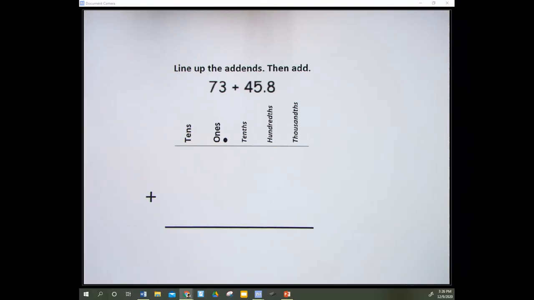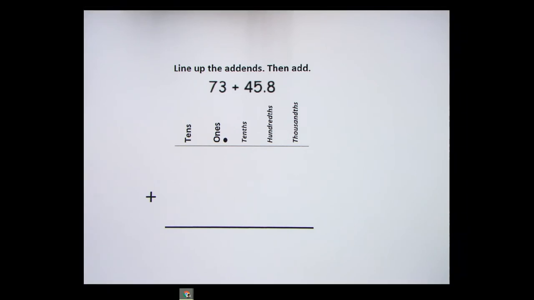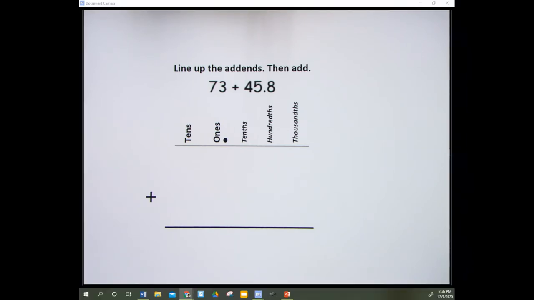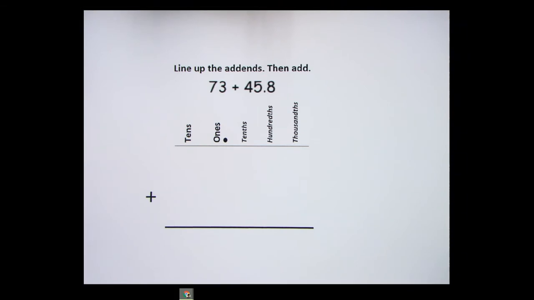Hello, fifth graders. Here is your practice for lesson 10.1.3. We're using the algorithm to add decimals. And your first problem is 73 plus 45 and 8/10. Find the exact sum.